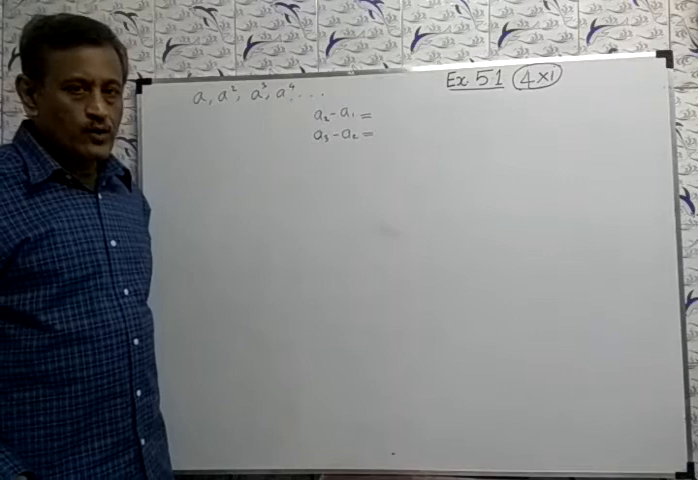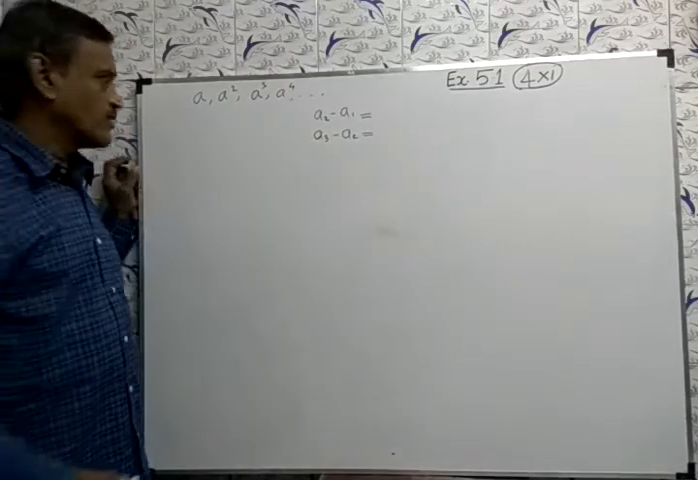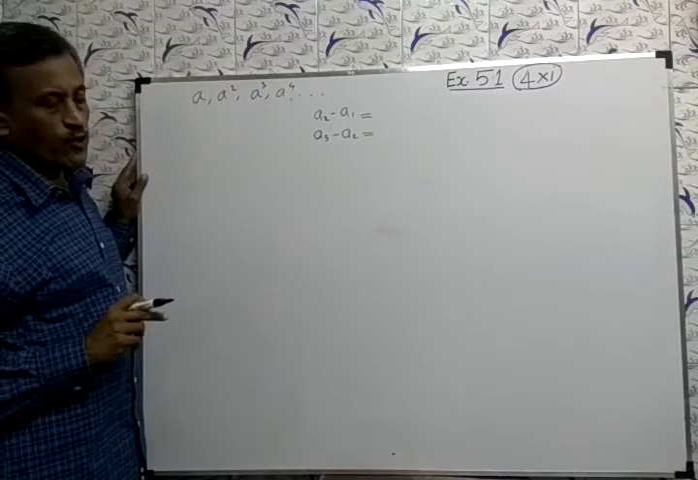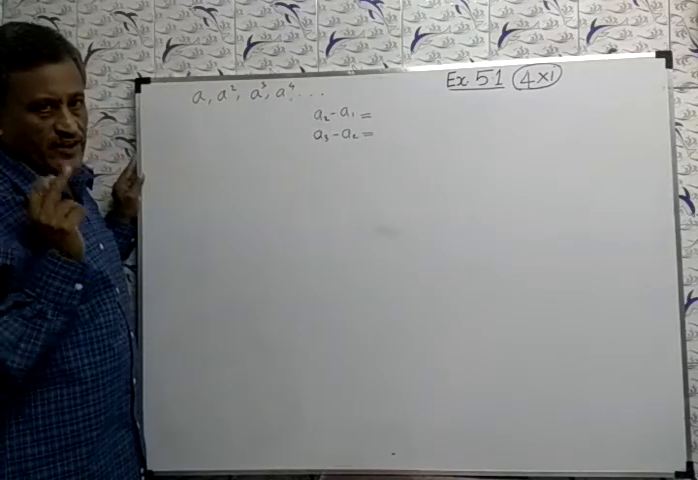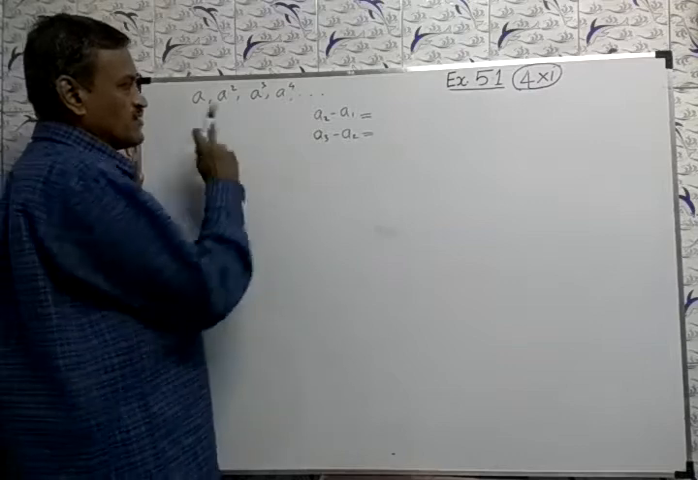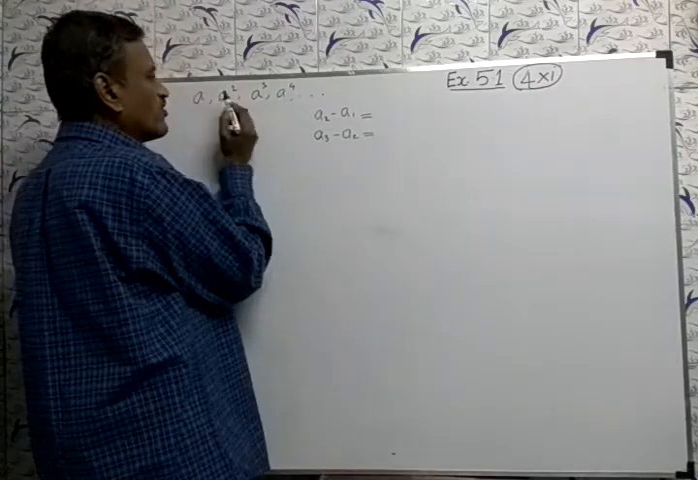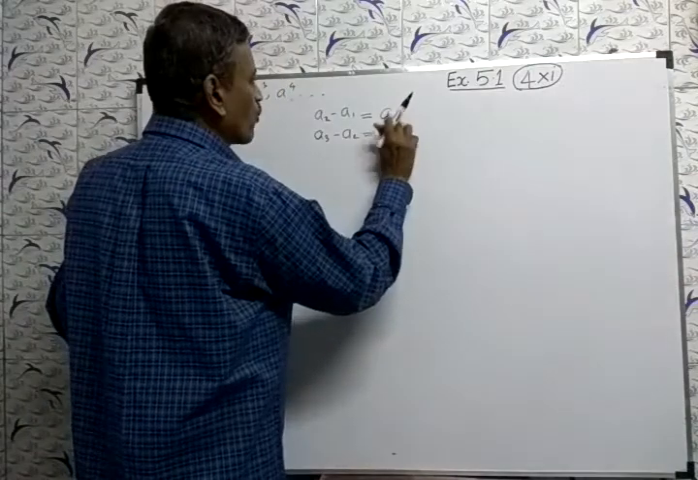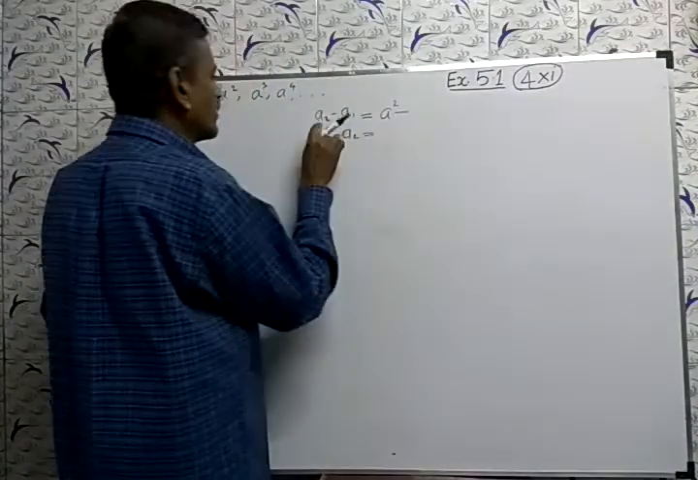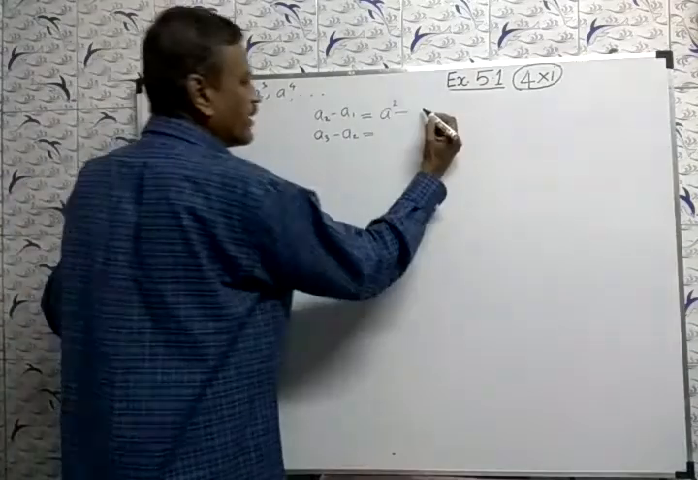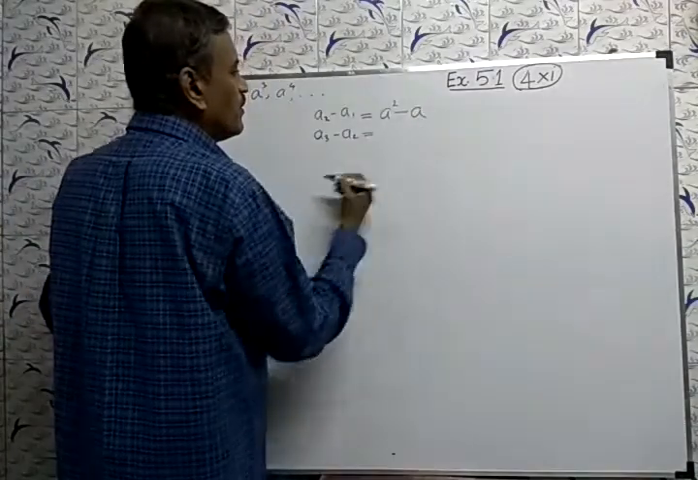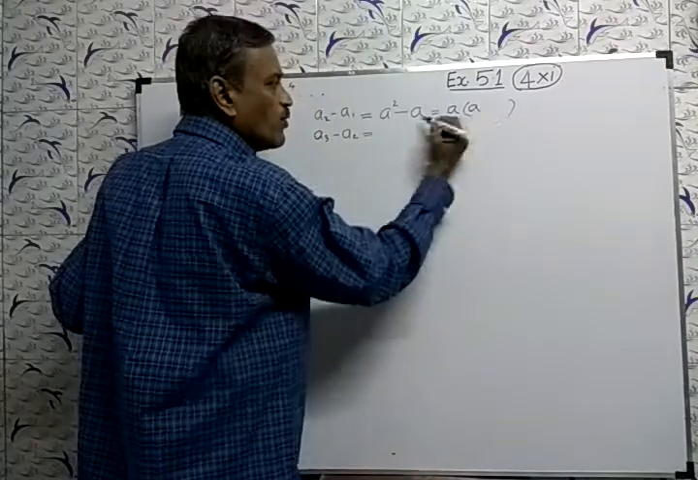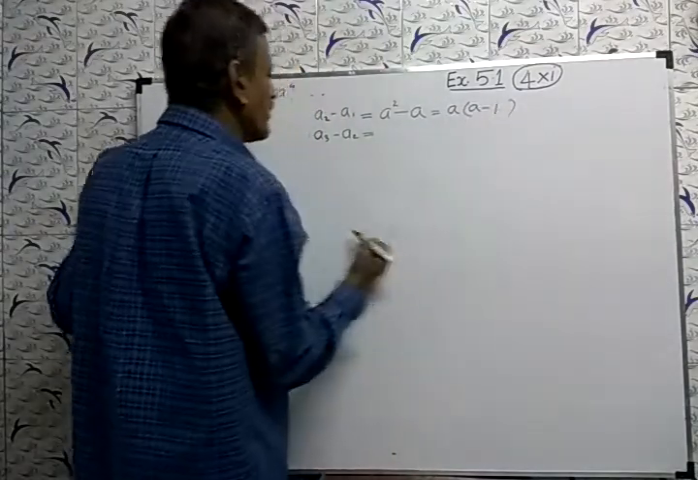This is 5.1, question number 411. A square, A cube, A power 4, and so on. You want to check whether it is AP or not. First, second term minus first term. A2 minus A1 is A square minus A. Let us take A common here. So A out, A minus 1 inside.